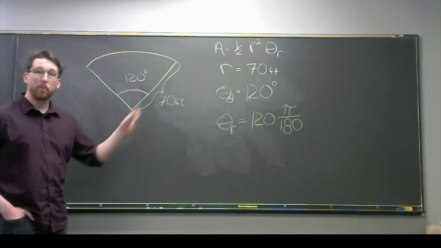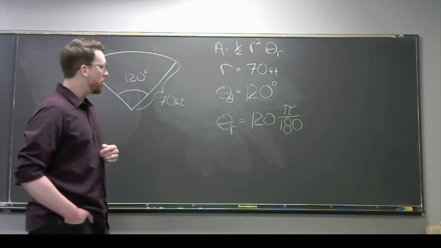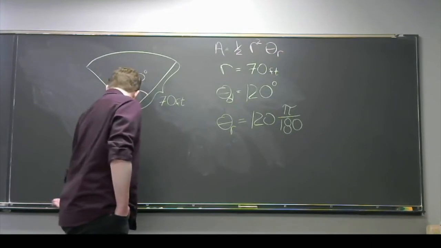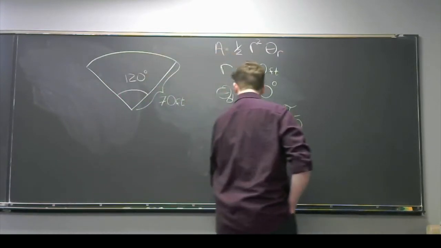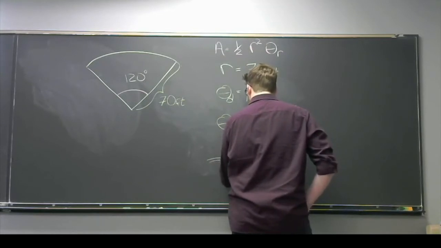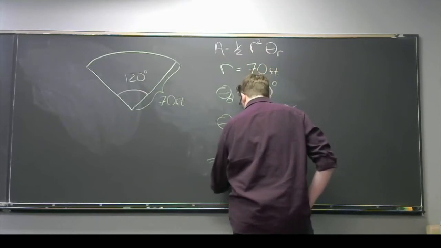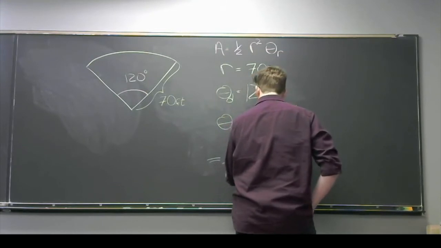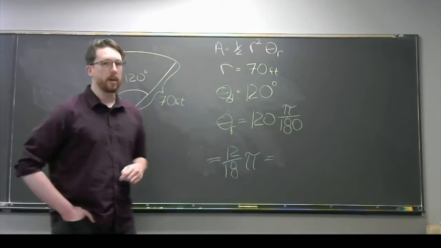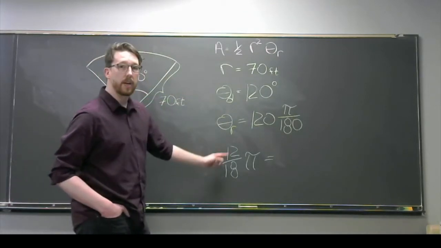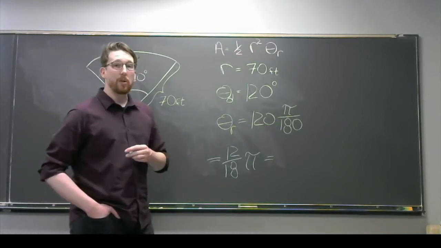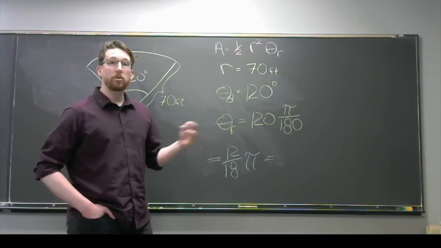When we do that and we reduce this all down, what are we going to get? Well, first, reducing it down, we're going to get 12 over 18 times pi, which we can reduce down. We can divide 12 by 6 and 18 by 6. And we're going to get that our angle in radians is 2/3 pi.